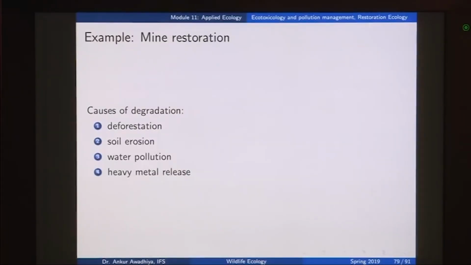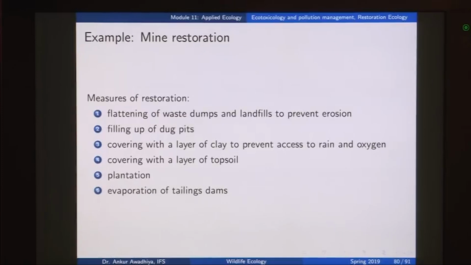Now, we will look at 2 case studies. One is mine restoration. If there is a mining activity, then there will be a number of degrading activities: deforestation, soil erosion, water pollution, and a heavy amount of heavy metal release. In the case of mine restoration, we flatten the waste dumps, fill up the dig pits, and also flatten the landfills to prevent erosion.